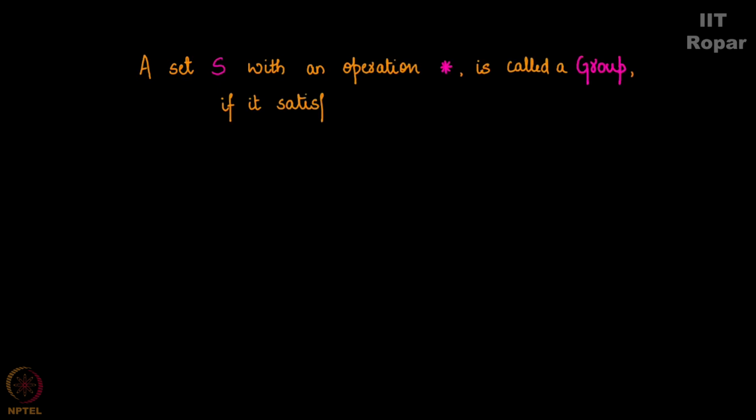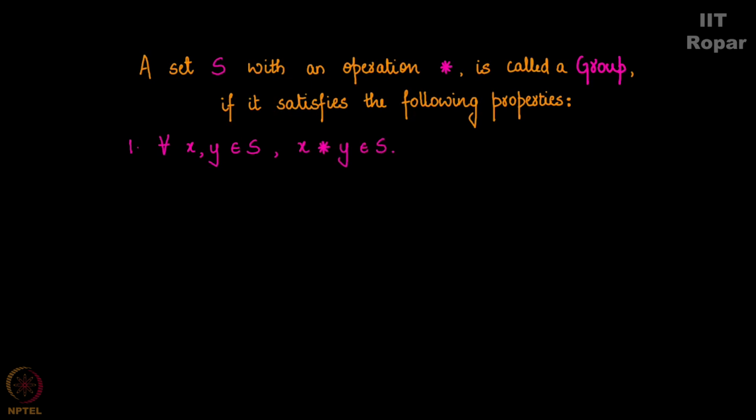You are now motivated to see an abstract set like that of my lab. Right? Let us define this formally. A set S with an operation star is called a group if it satisfies the following four properties. The first property is for every element x and y in S, x star y should also belong to S. Don't you think it's the same as what I said in the first property of my lab?